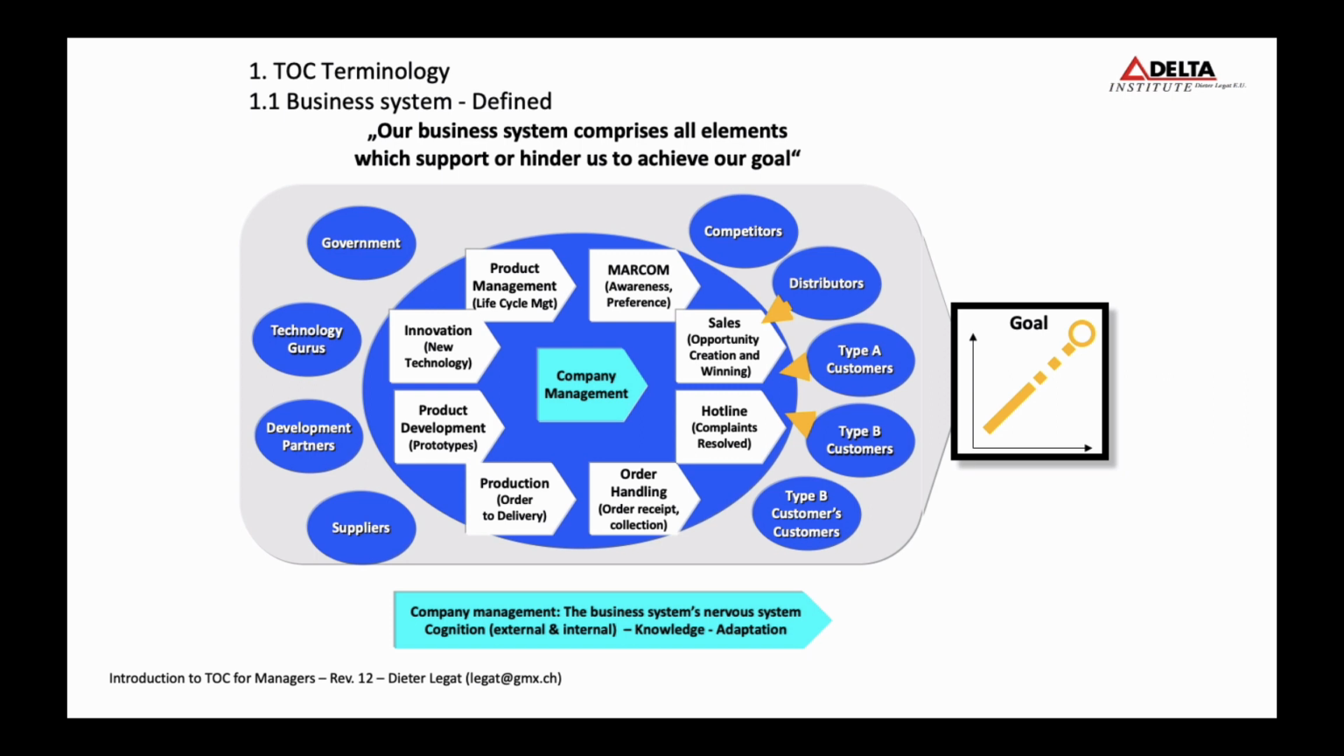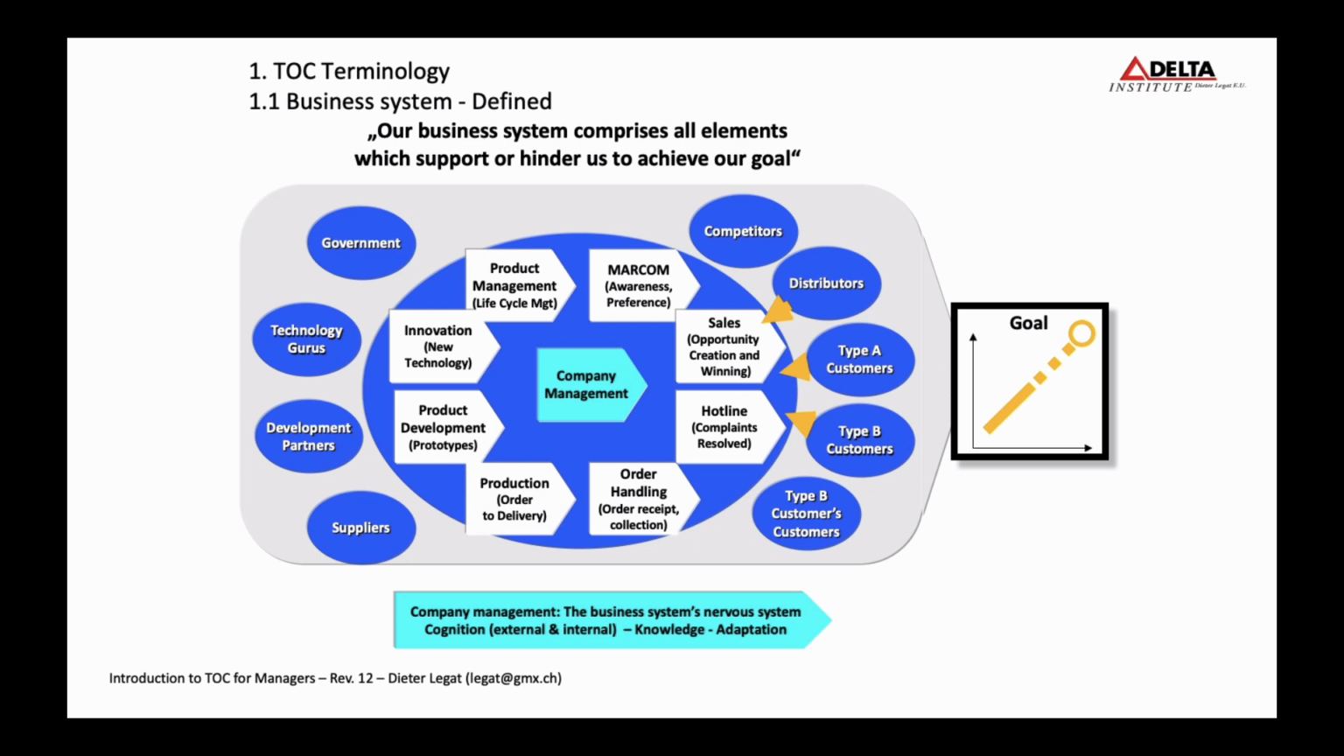Third point, the business system also includes elements outside of the company itself. Compared to the organization chart, which only contains internal elements, the system goes way beyond the internal functions, includes anything that can support or hinder the approach to the goal. Item 4, a business system is a living system, constantly adapting itself to new situations and challenges.